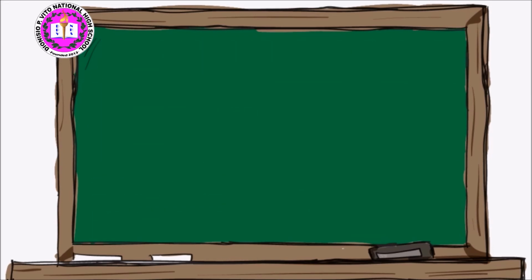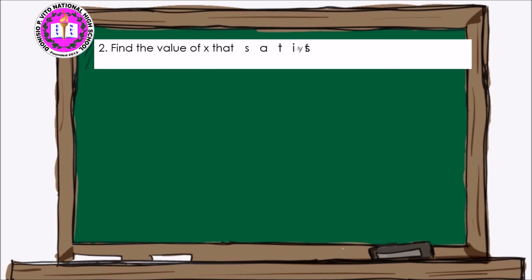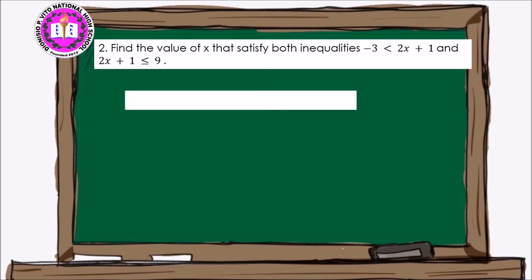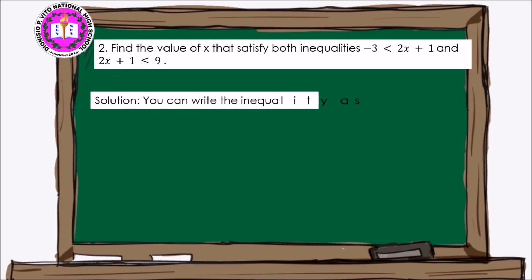For our second example, find the value of x that satisfies both inequalities: negative 3 is less than 2x plus 1, and 2x plus 1 is less than or equal to positive 9. For our solution, you can write the inequality as 2x plus 1 is greater than negative 3, but less than or equal to positive 9.